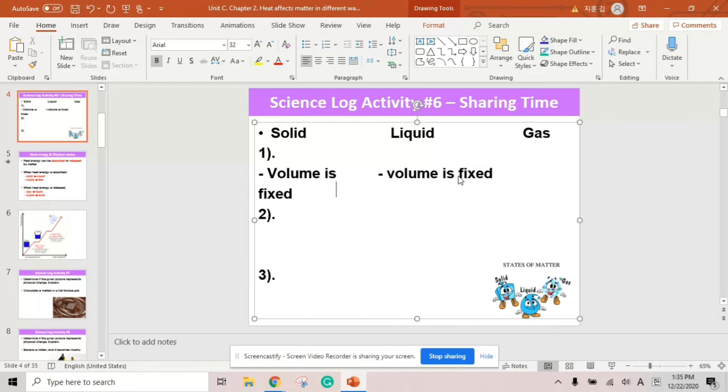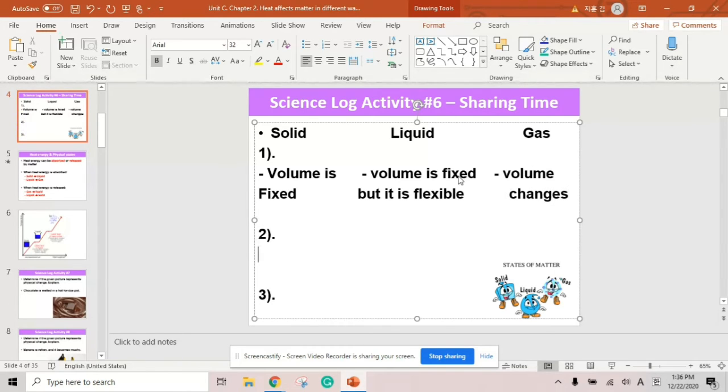Volume is fixed, but it is flexible. That means it can move around, depending on the container size. You can control how the volume will look, even though it is fixed. When it comes to gas, volume changes. Volume is something that changes all the time when it comes to gas, and it actually changes depending on the pressure and temperature, which we're going to get to.